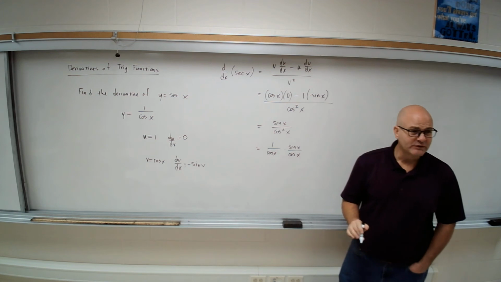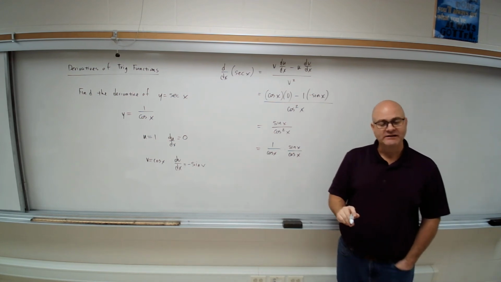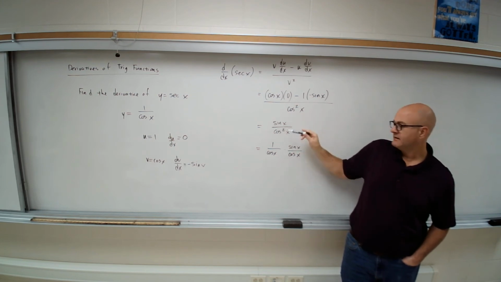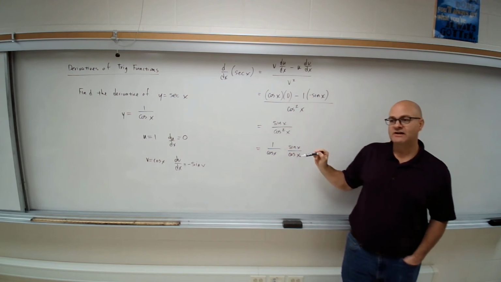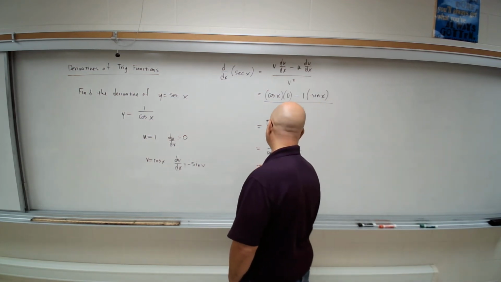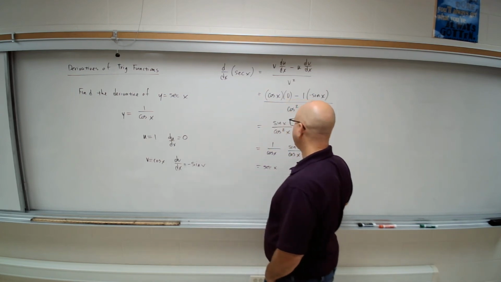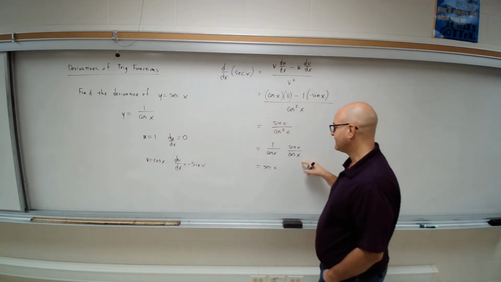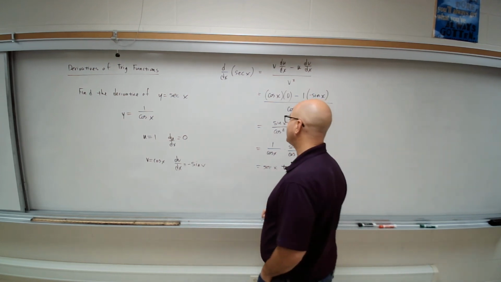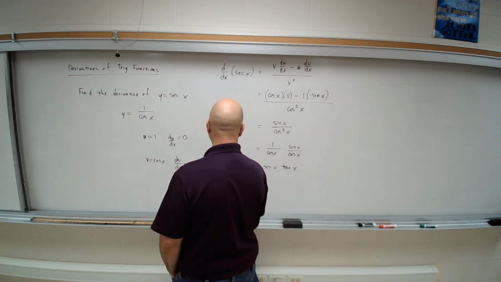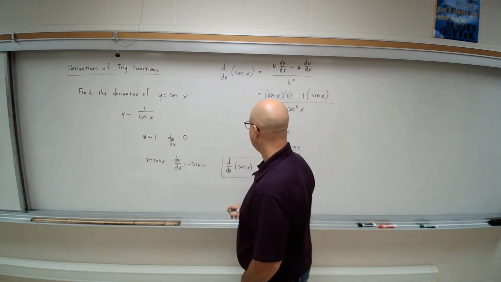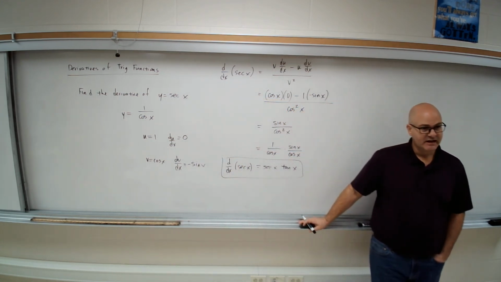So this will not make sense why I split it this way till you see the answer, but do you agree that this is the same here? 1 times sine is sine, cosine times cosine is cosine squared. And then 1 over the cosine of x is the secant of x, and the sine of x over the cosine of x is the tangent of x. So that's typically how you'll see it written. The derivative with respect to x of the secant of x is secant x times tangent x.